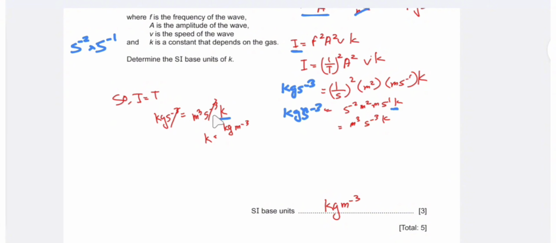So we need to find the SI base unit of k. The second cube and second cube cancel, and the SI base unit of k is kg per meter cube. So kg per meter cube is the SI base unit for k.